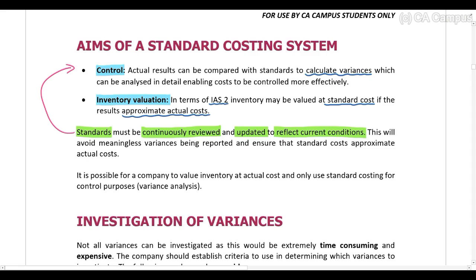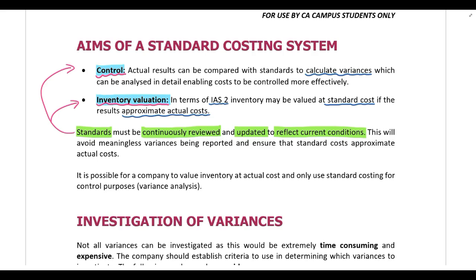So if you want this to actually provide you with meaningful information, you need to be comparing actual results to updated standards. Then obviously when it comes to inventory valuation, inventory can only be valued at standard cost if the standard cost approximates the actual cost. So you can't use standard costs that were established 3 years ago and are outdated, because then it won't approximate the actual cost.